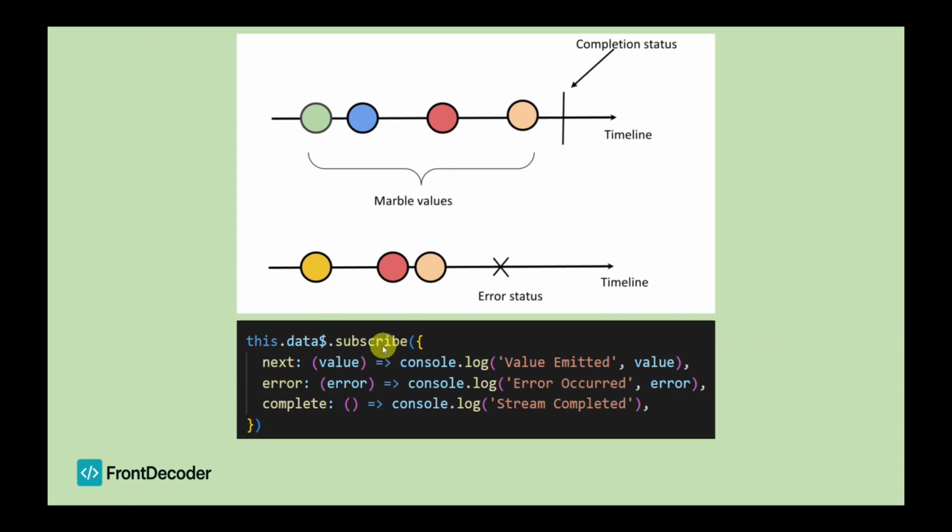The subscribe method gets an observer object as an argument that has three properties: next, error, and complete.